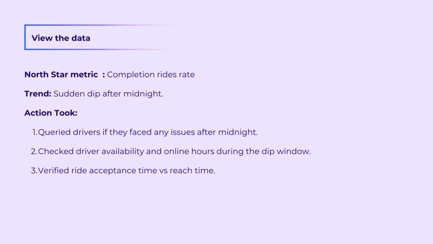Then we will look at the data. Our North Star metric here is completion rides rate. The trend we are seeing here is a sudden dip after midnight. After checking the drivers' timeline, the reach time looks normal.